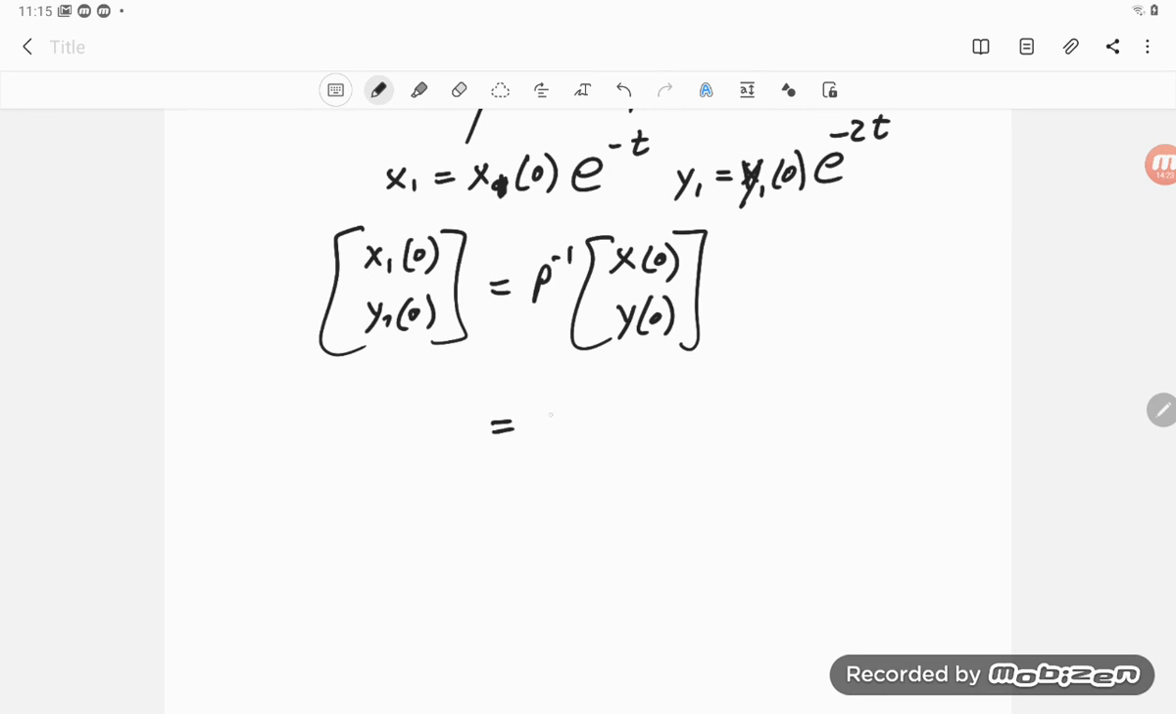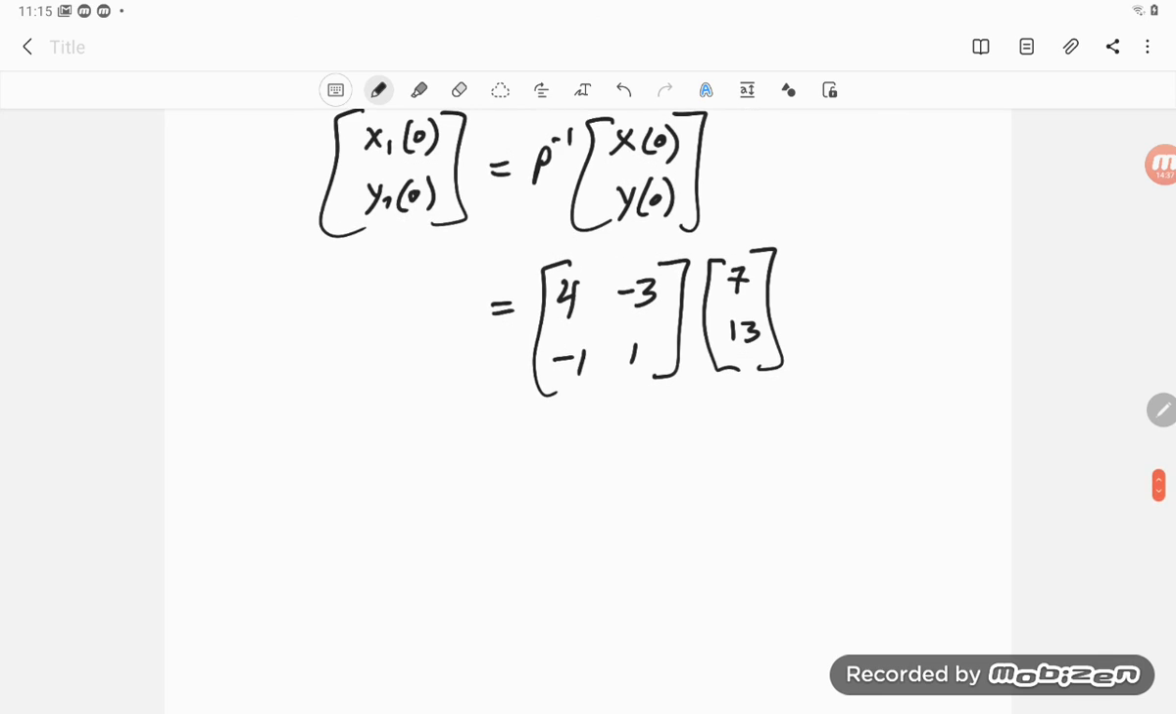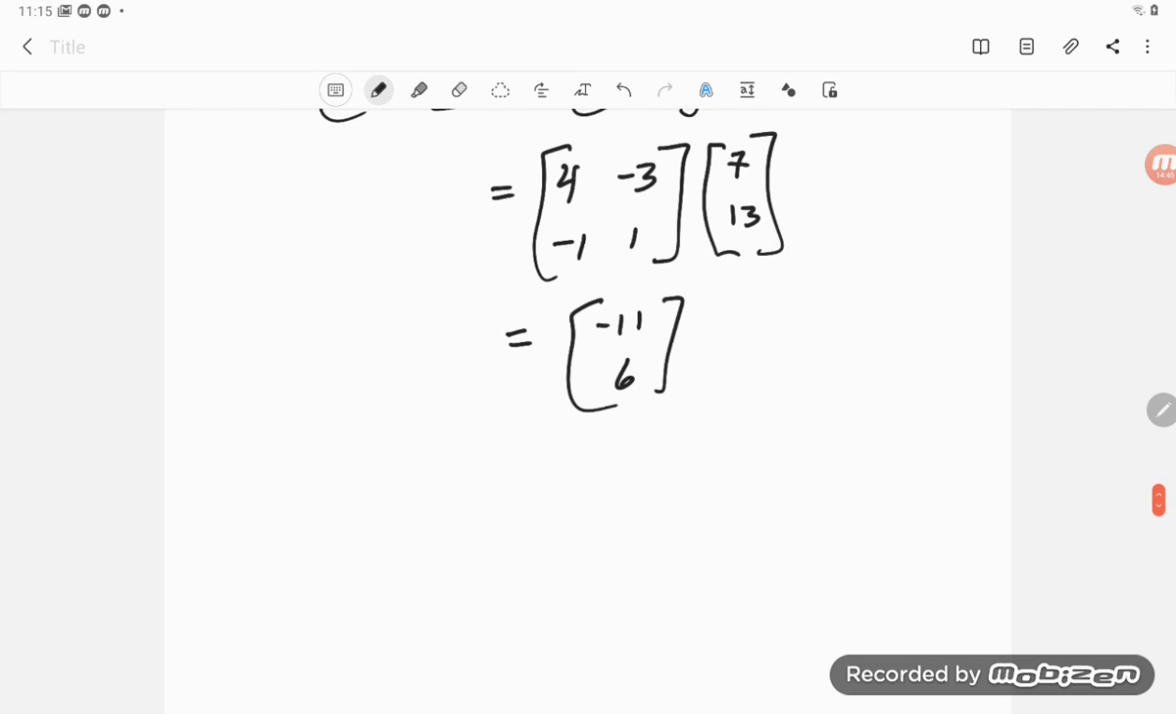Now the P inverse, I'm just taking their word for it, that it's 4, -3, -1, 1. And I am using the initial conditions of 7 and 13. And that tells us that we get -11 and 6. And so the solution to this thing is that x1 is equal to -11 e to the -t, and y1 is equal to 6 e to the negative 2t.